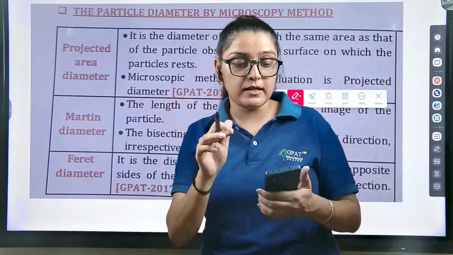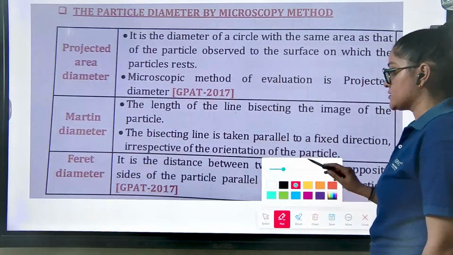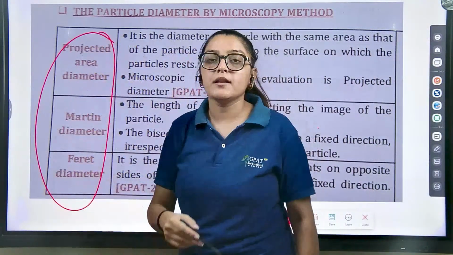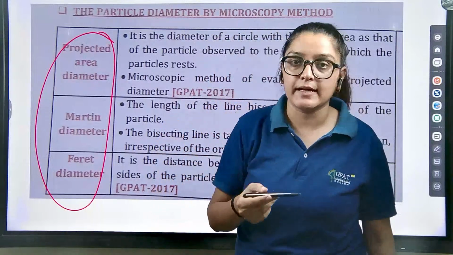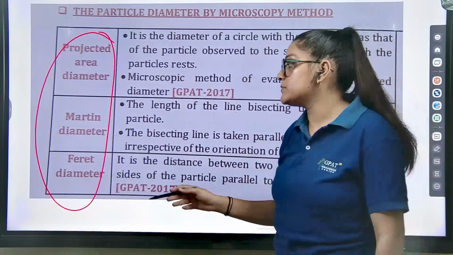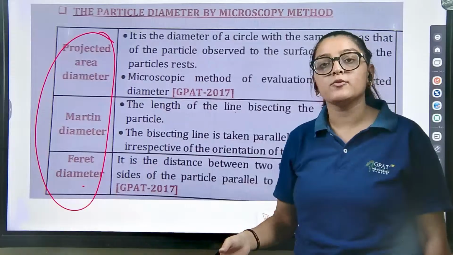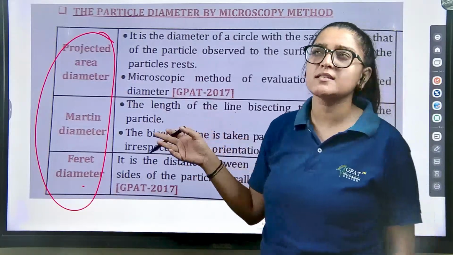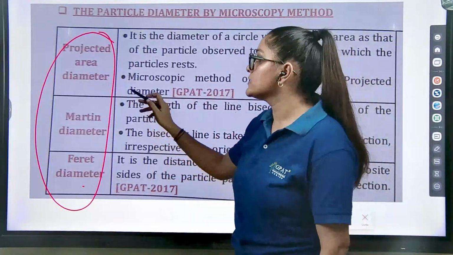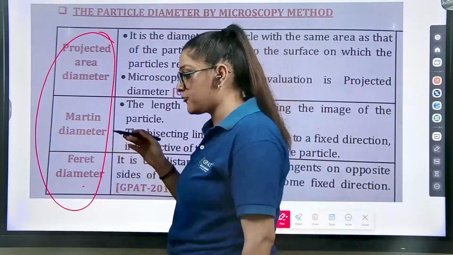Okay. Then the most important thing that you have seen in the starting is the diameters which were mentioned in the optical microscopy method. There are three diameters when you are talking about the optical microscopy method. Number one is the projected diameter. Number two is the Martin diameter. Number three is the Feret's diameter. I think in the GPAT exam also one question was asked from this, or in the NIPER this year only, a few days back. So this is very important. For the last 5 years, continuous questions are coming from this topic.